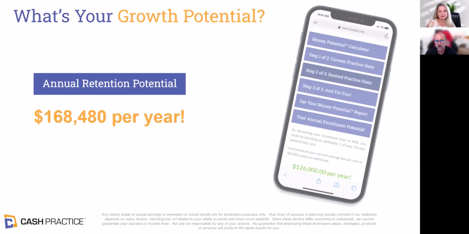What you'll see here, though, is that the growth is actually higher than it is with just converting more people to care. Generally, we see retention have a bigger impact on your bottom line than getting better at your conversions. Just keeping people longer will have a greater impact. In this example, again, based on $60 a visit and going from a 20 PVA to a 38 PVA, it increased the revenues about $168,000 a year, a little over that, just from that change right there.